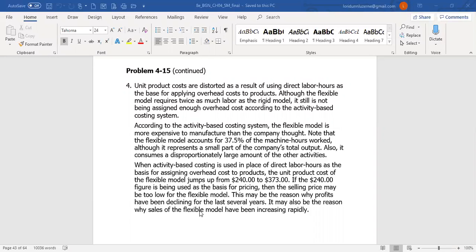So you can see in this example how activity-based costing helps you predict a more accurate product cost than assigning overhead costs based on direct labor hours or machine hours. So that is how we use activity-based costing.